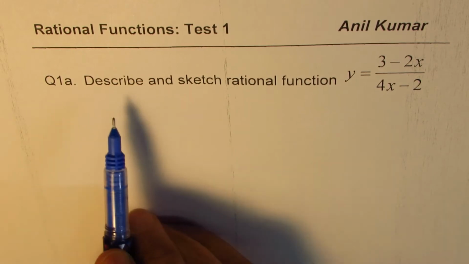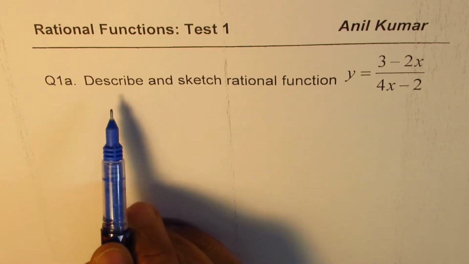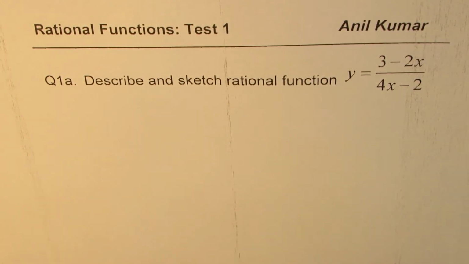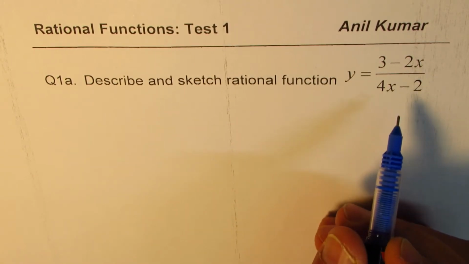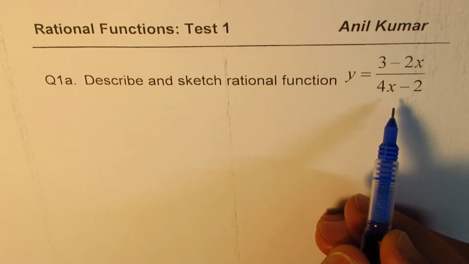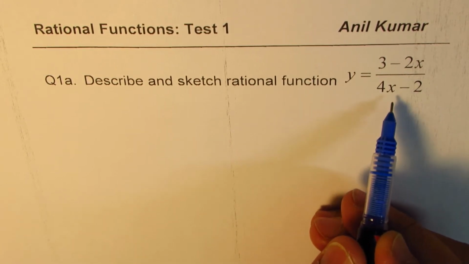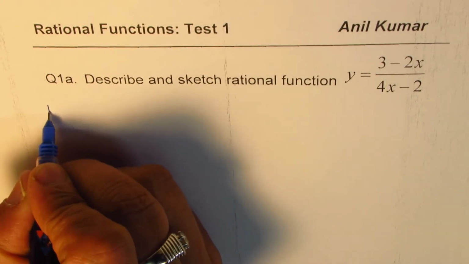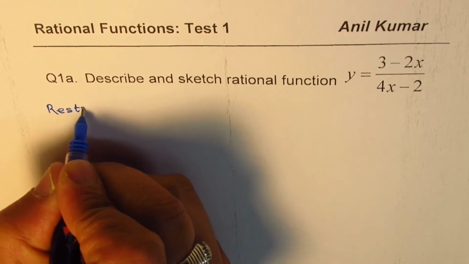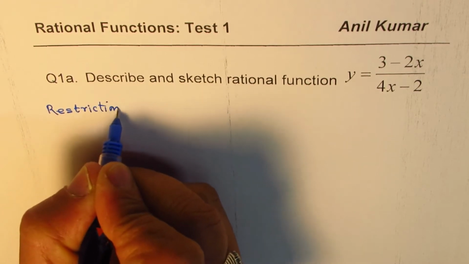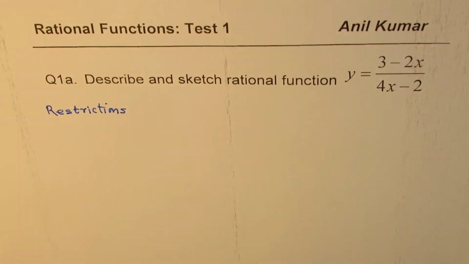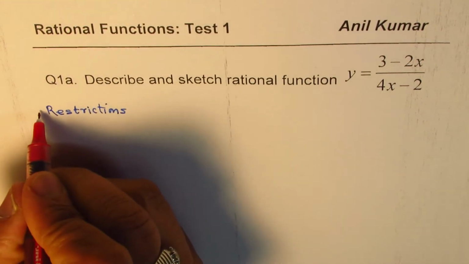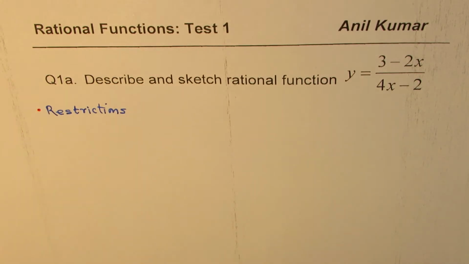Now, whenever we say describe and sketch, what should we describe? This is kind of an open thing. Well, for a rational function, which is a ratio of polynomials, the denominator cannot be 0, and that leads to restrictions. So the first thing which we should talk about is restrictions. The order is not very important, but there is always a starting point, right? So let's talk about restrictions to begin with.